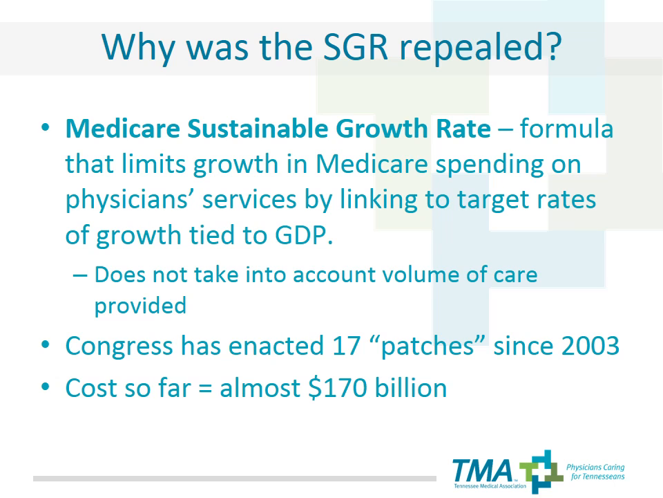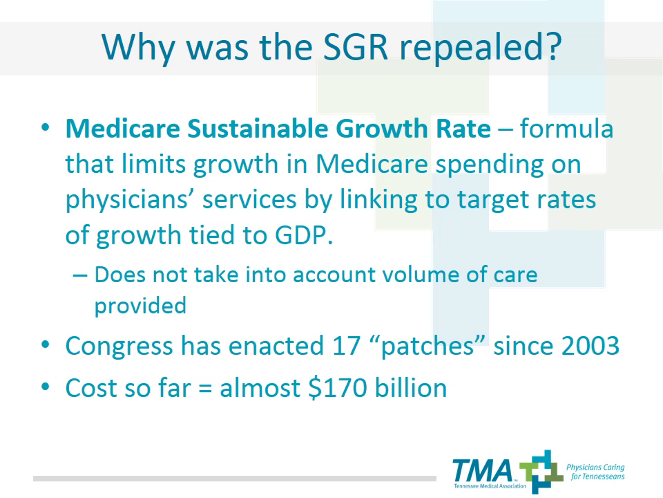First of all, what was the SGR? It was a formula that was enacted by Congress as part of the Balanced Budget Act of 1997. The formula limited growth in spending for physician services by linking reimbursement updates to target rates of spending growth. In determining the target rate, the formula looked at projected growth in the real gross domestic product, or GDP. When Medicare spending exceeded the target rate of growth, payments were supposed to automatically reduce across the board.